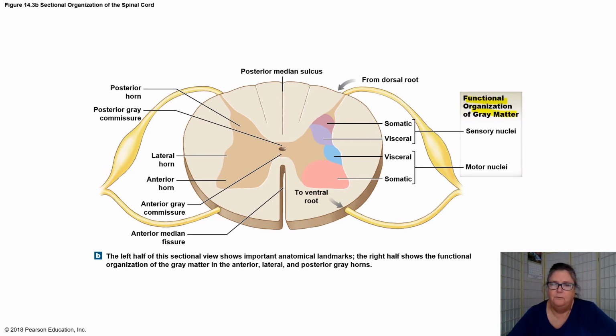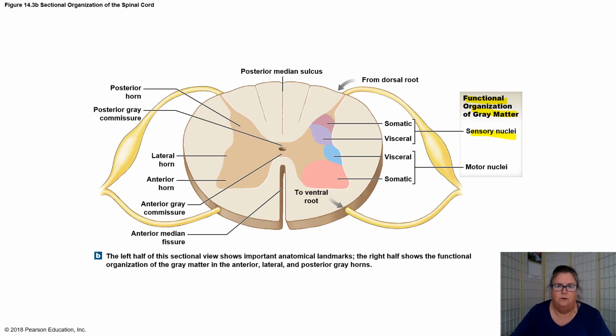Functional organization of gray matter. Sensory nuclei, somatic and visceral. What are somatic and visceral? All right, so visceral is going to be more the organs inside the body. Somatic is going to be sensing the outside environment. And then we have our motor nuclei, motors going out, sensories coming in. All right.